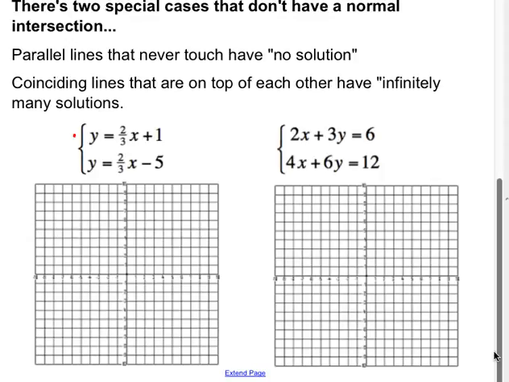For the top one, I'm just going to graph. Start with a y-intercept of 1, slope of 2/3, up 2 over 3, up 2 over 3, and so on.